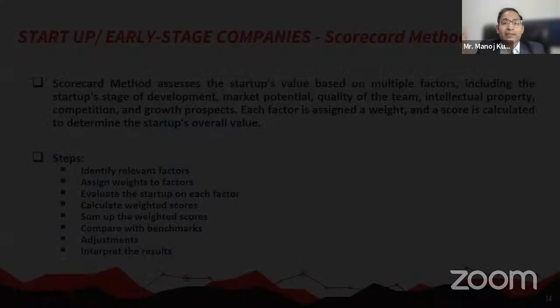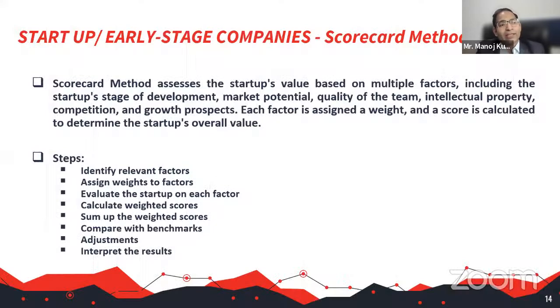The third one is basically a scorecard. A scorecard is supplementary to the first and second methods, which I have discussed just now. Here we put additional factors like stage of the startup's development, market potential, quality of the team, intellectual property, whether competition is already there or not, and growth prospects, which are already determined or which can be perceived by the valuer. These factors are given certain weights.